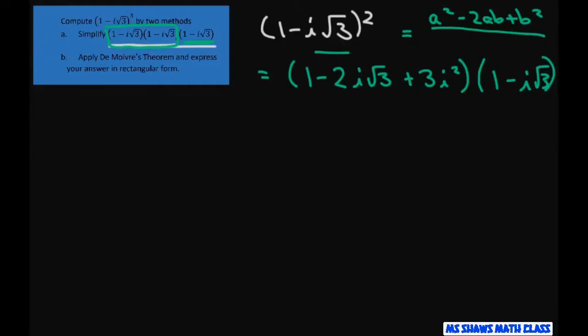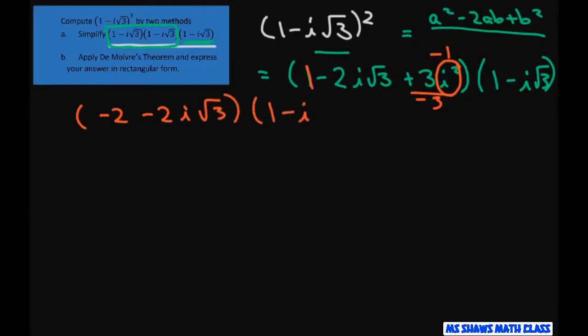Now I can simplify this. Remember, i squared is -1. So this ends up being -3. So we're going to get -2 when you do 1 minus 3 here. It's -2 minus 2i square root of 3 times (1 minus i square root of 3).